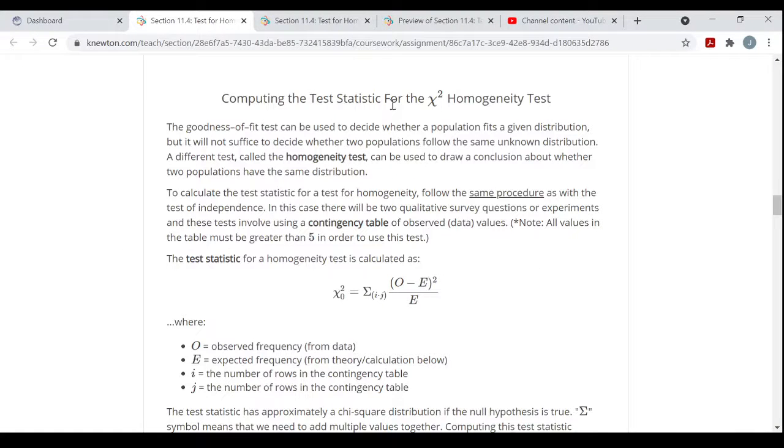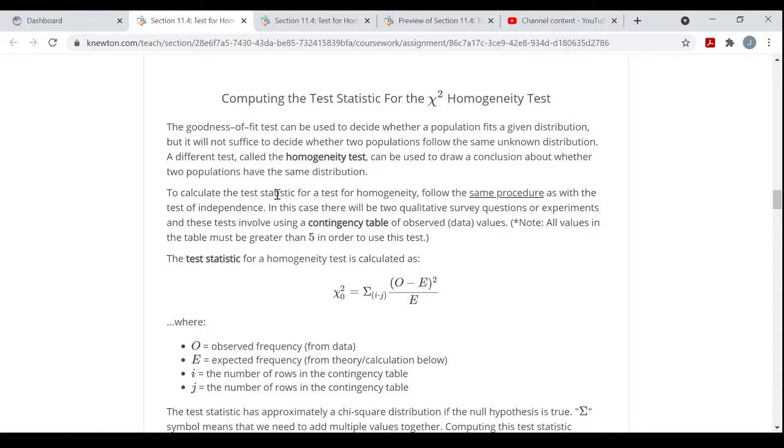So, computing the test statistic for the chi-squared homogeneity test. They have a little recap as to when you perform this homogeneity test. If you recall, the goodness of fit test can be used to decide whether a population fits a given, known distribution. But it will not suffice to decide whether two populations follow the same unknown distribution. So this different test, called the homogeneity test, can be used to draw a conclusion about whether two populations have the same distribution or not.